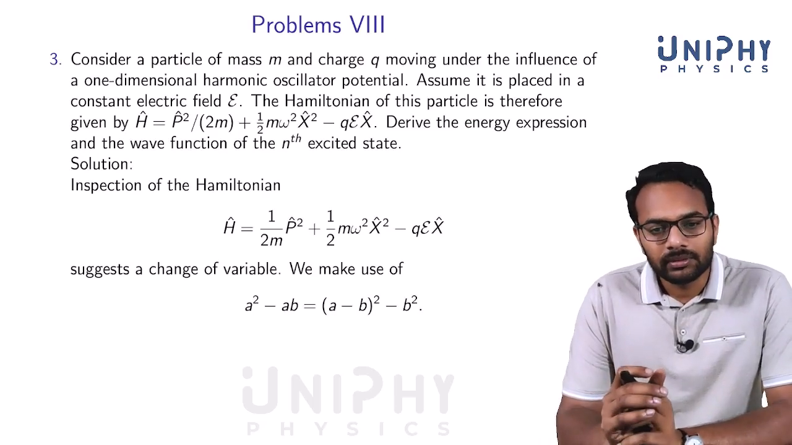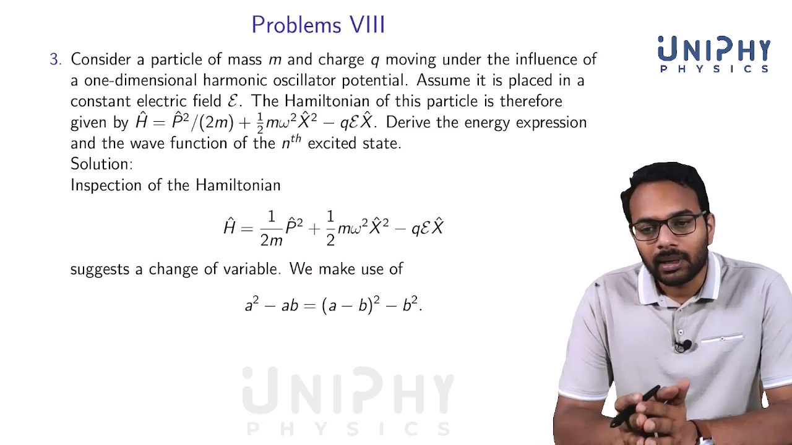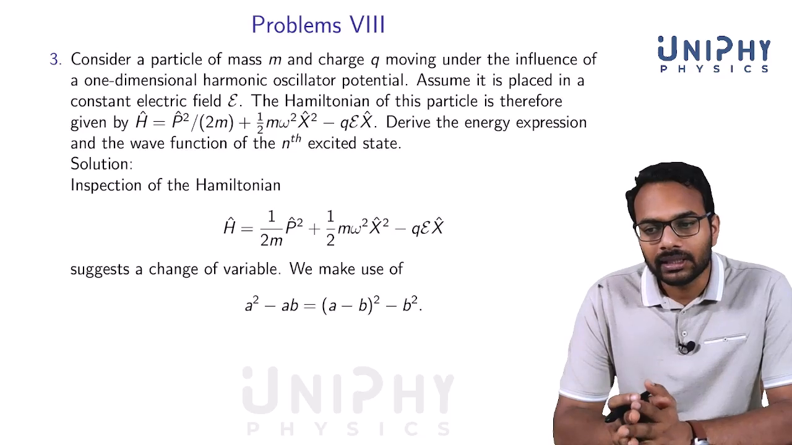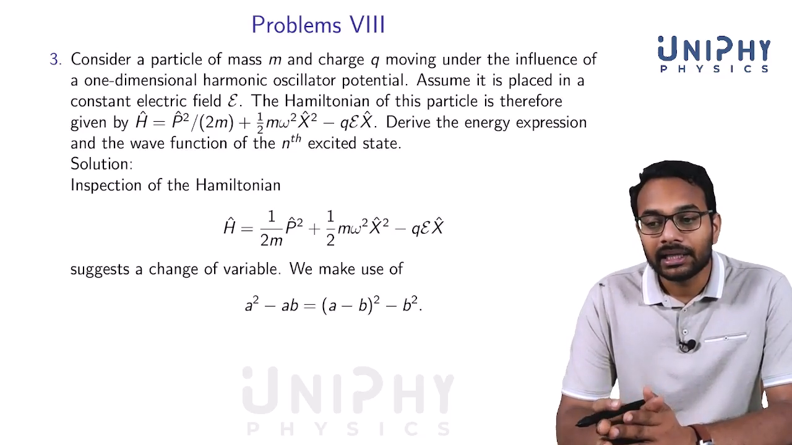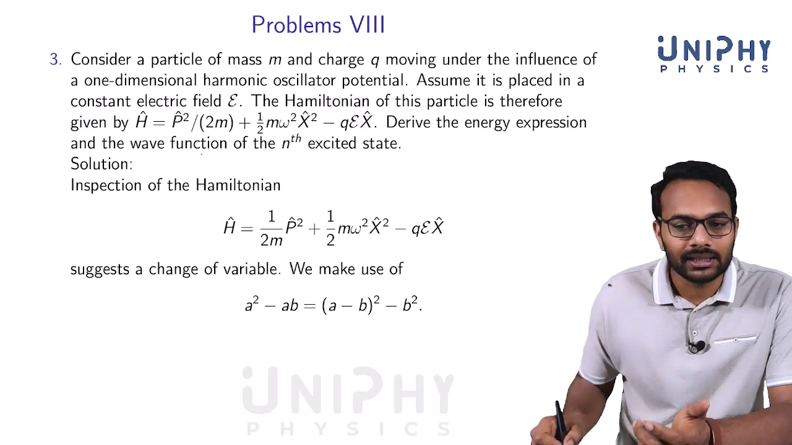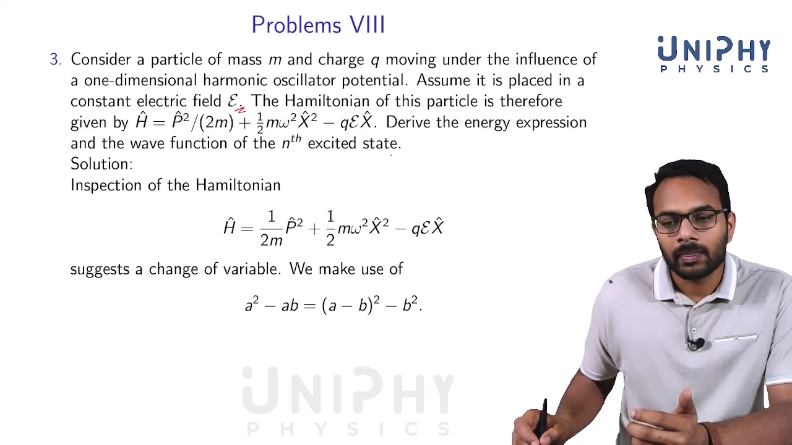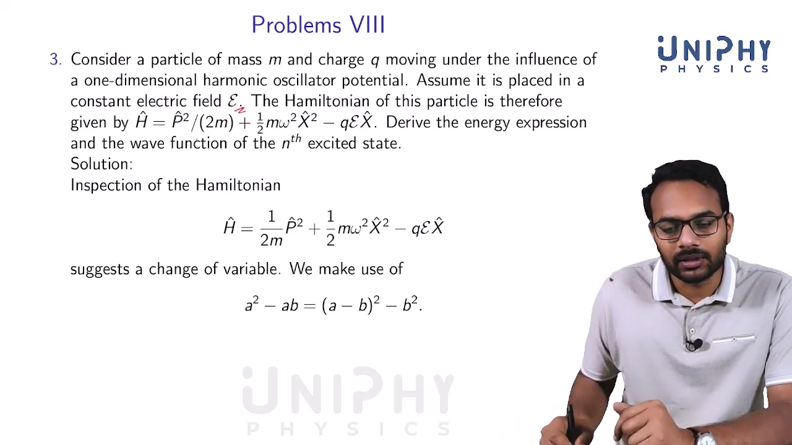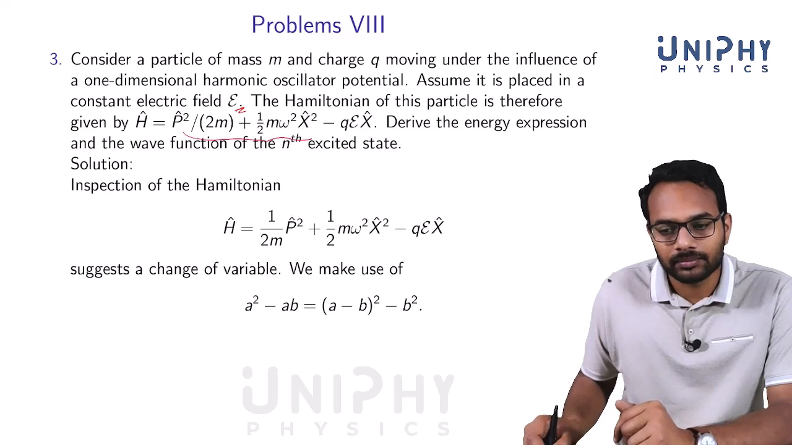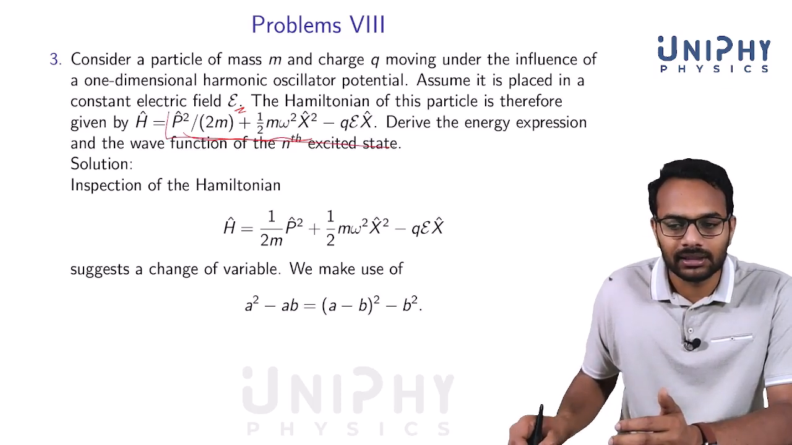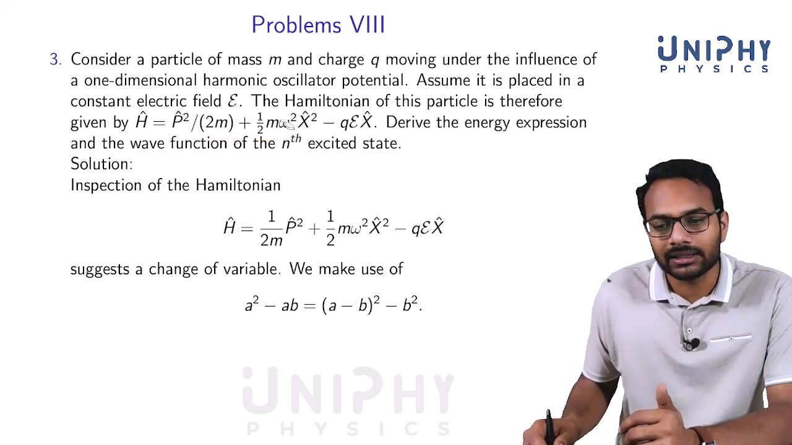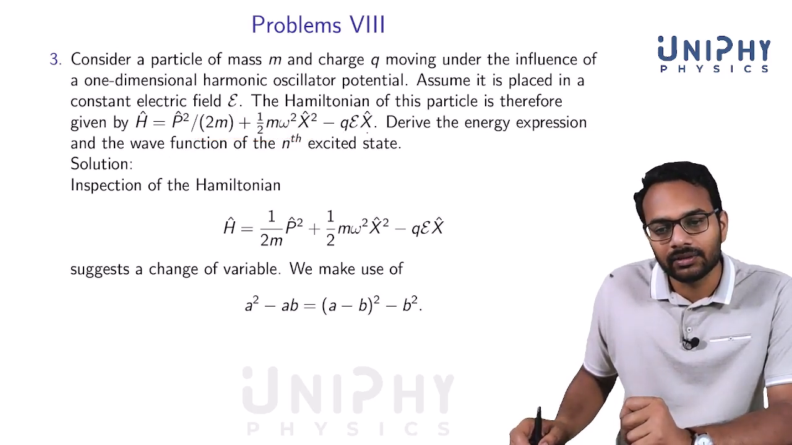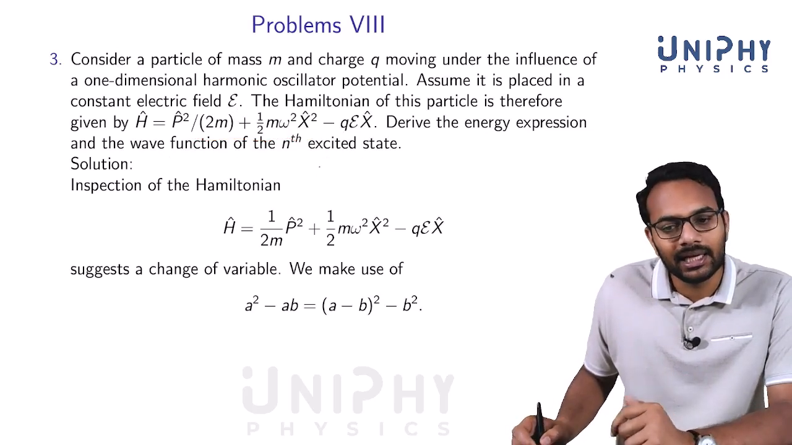Moving on to another problem. Consider a particle of mass m and charge q moving under the influence of a one-dimensional harmonic oscillator potential. Assume it is placed in a constant electric field epsilon. The Hamiltonian of this particle is therefore given here. Derive the energy expression and the wave function for the nth excited state. Here we are supposed to find the energy and the wave function for the nth excited state.